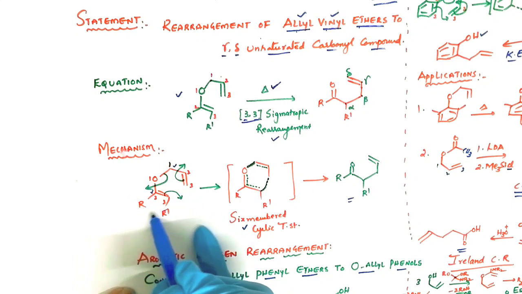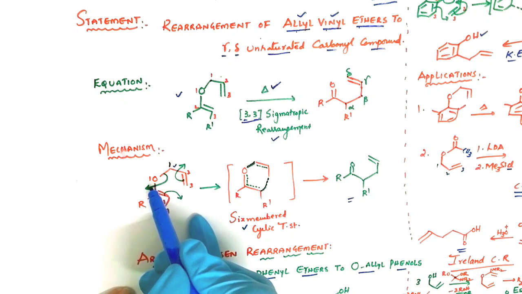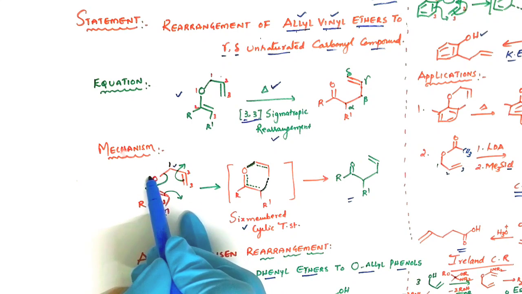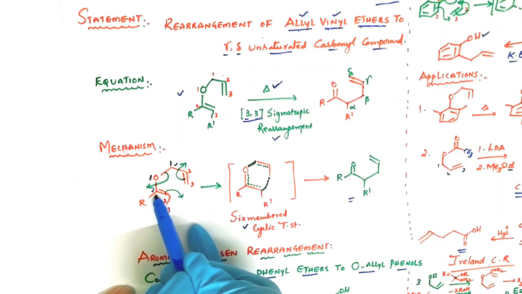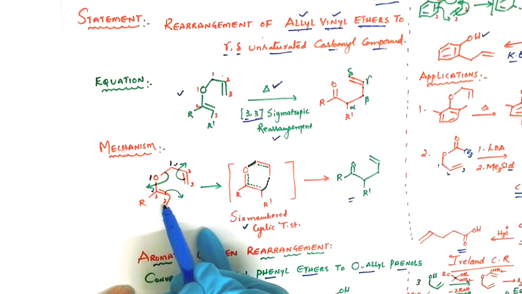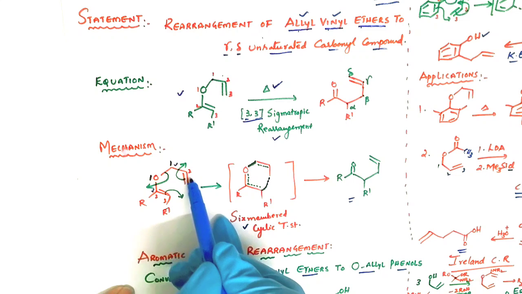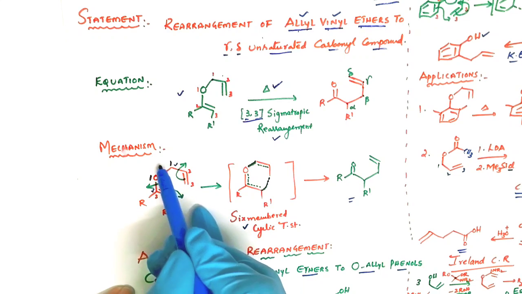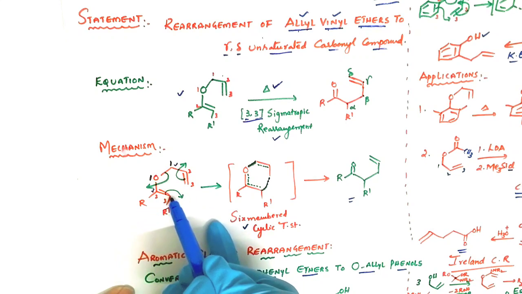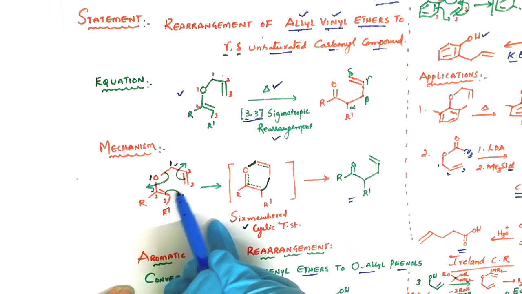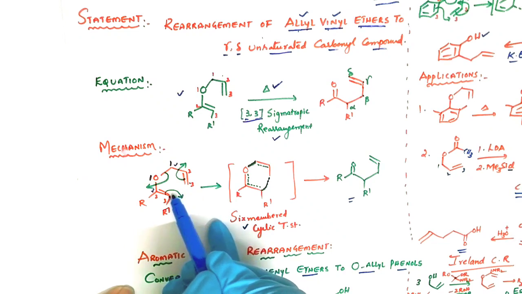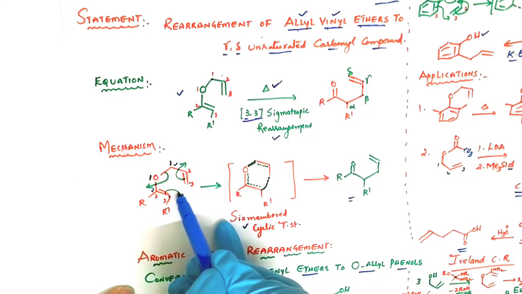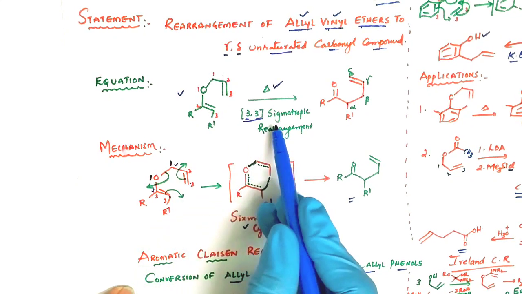In the case of the left side portion, what should we do? We need to start the numbering from the oxygen. Oxygen and vinyl group, 2, 3. So this is 1, 2, 3. This bond is subjected to cleavage and a new bond is going to be formed between the third atom and the third atom. Sigma bond formation during the rearrangement. That's why it is a 3,3 sigmatropic rearrangement.